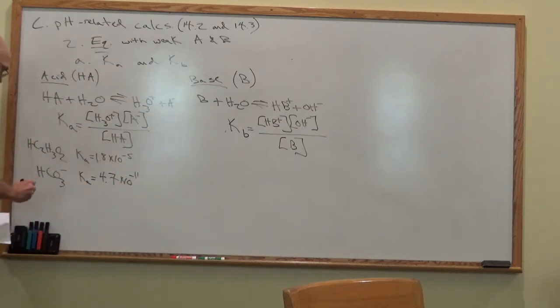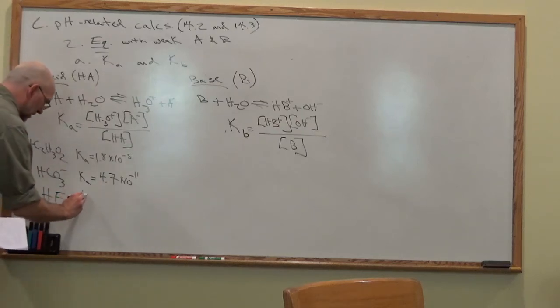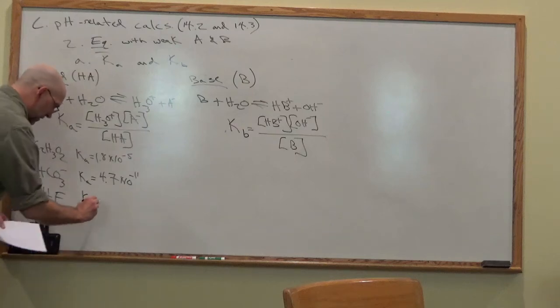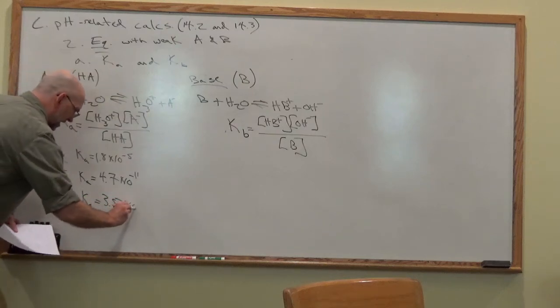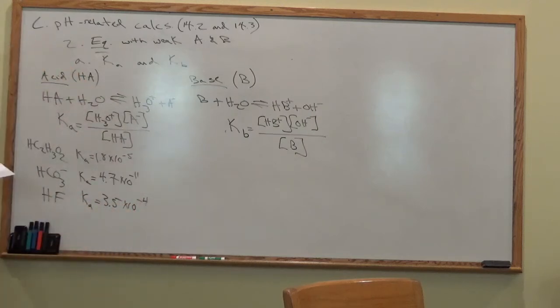And I mentioned this one before. Hydrofluoric acid, Ka equals 3.5 times 10 to the minus 4. One that is useful to do here is this Ka is the largest, so if the concentrations are the same, if they were equal molar concentrations, this would be the most acidic, this would be the second most acidic, this would be the least acidic of these three, because the Ka is just larger.